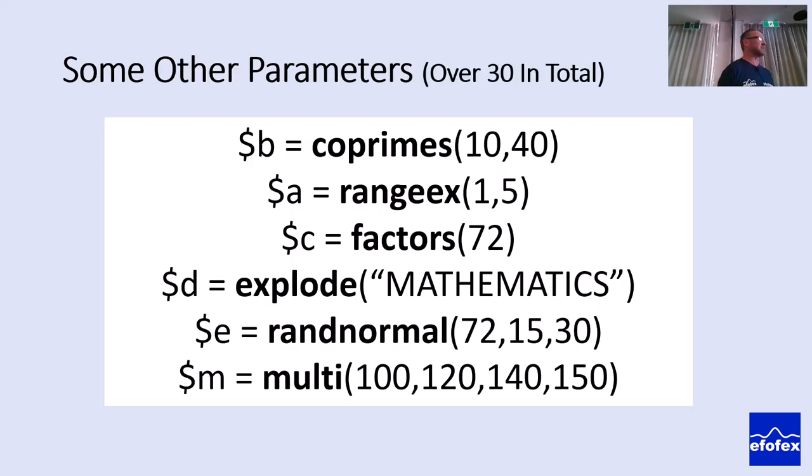But there's lots of others. Coprimes will find a list of numbers which share no primes. Range X is great if you want the numbers, say 2 to 8 and negative 2 to negative 8, but you don't want negative 1, 0 or 1. That range X command would go 1 to 5 and negative 1 to negative 5. That came about because I was trying to create questions which had that level of variation. Factors of 72 will just list them out and it'll choose randomly from those.